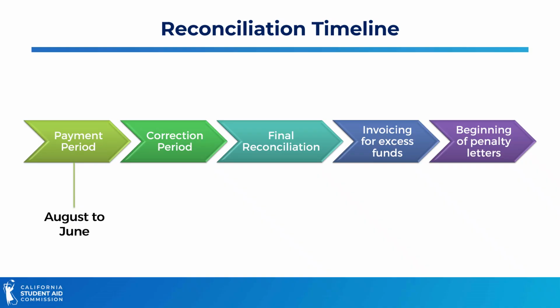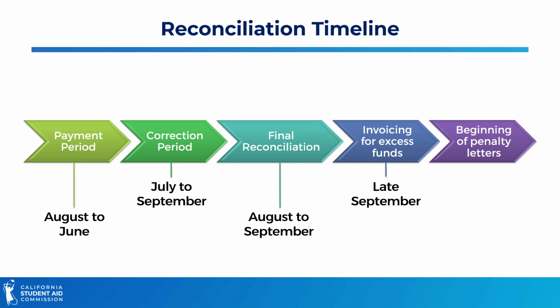Before we get into the operational details of reconciliation, let's take a look at the timeline. From August to June of each academic year, campuses will disperse the bulk of their Cal Grant awards and report the payments in the Web Grant system. July through September, schools generally make any final necessary corrections. Then, in August or September, the Commission permanently closes the award year and schools complete final reconciliation.